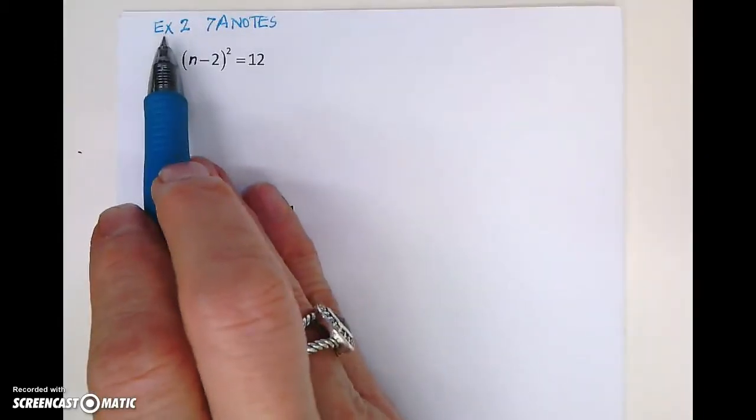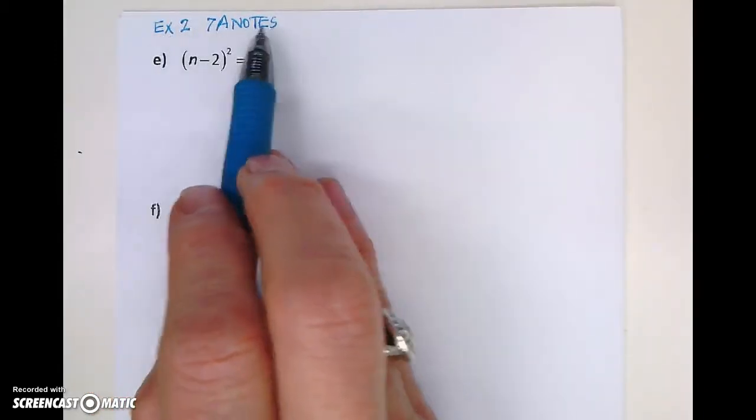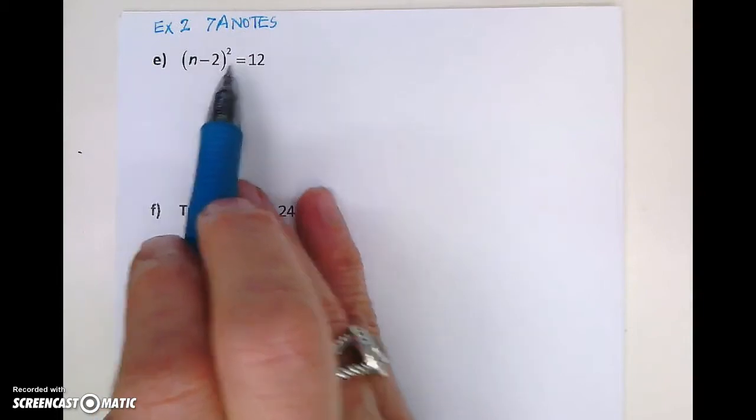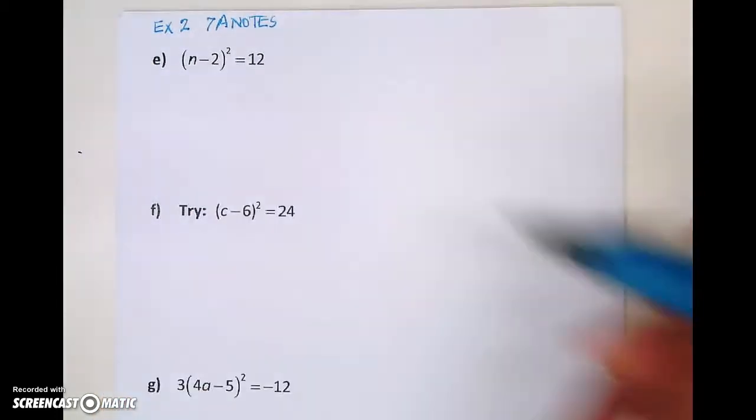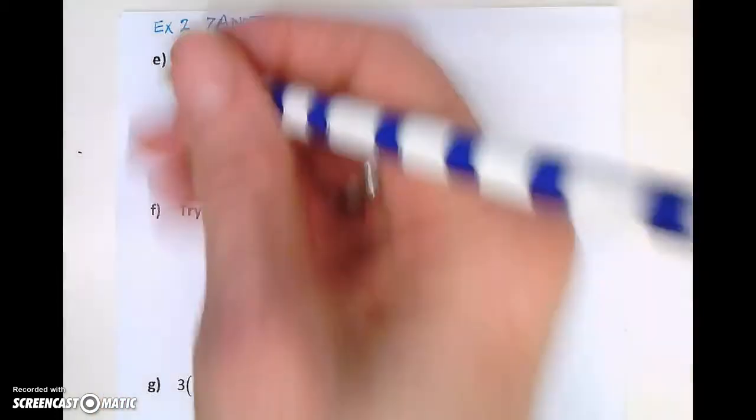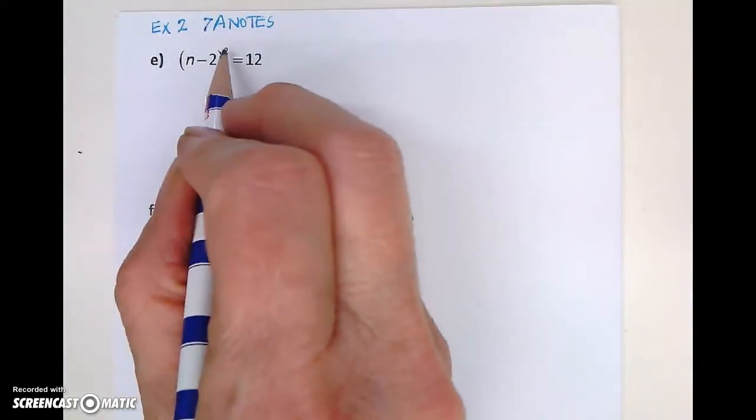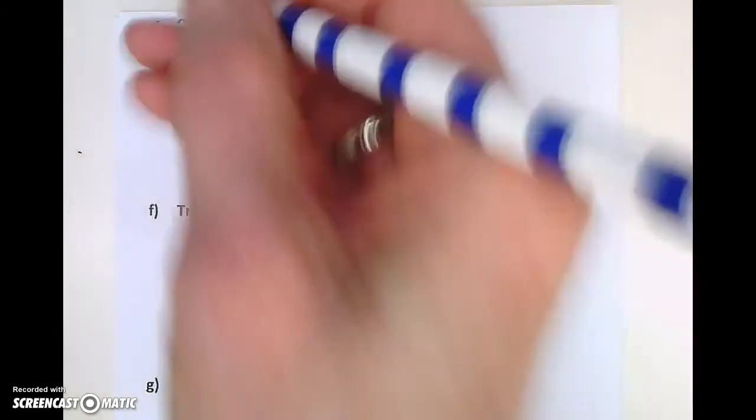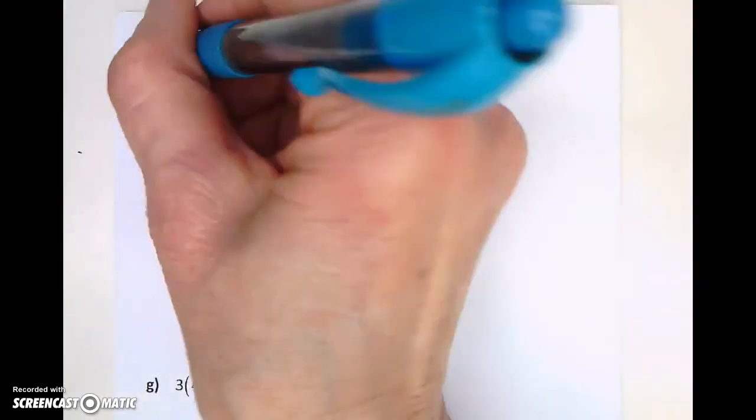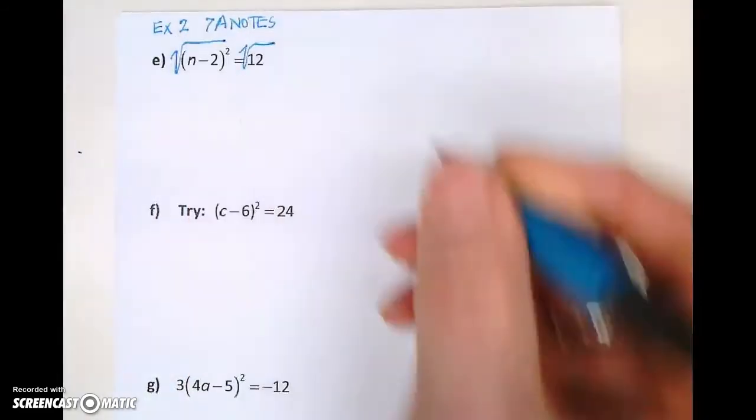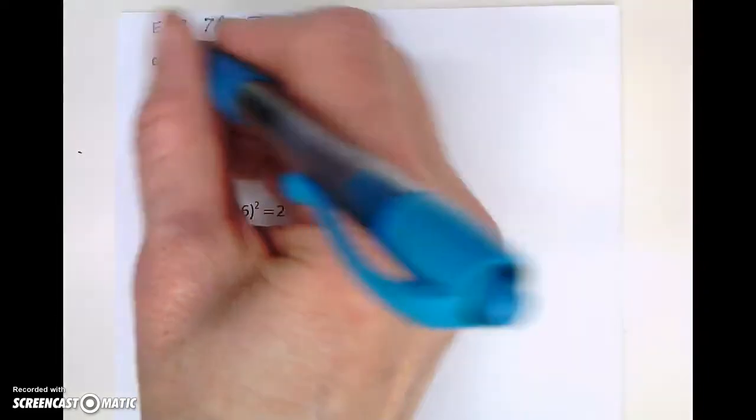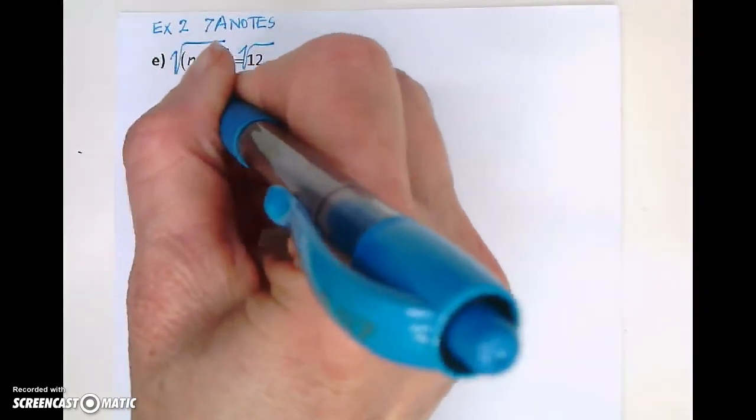Okay, continue with example 2 of the 7A notes. Again, we're going to solve this using the square root property. This is set up very easily for us, where remember we need to isolate our squared term, and it is, and then we're going to take the square root of both sides. And the square root of this would be n minus 2.